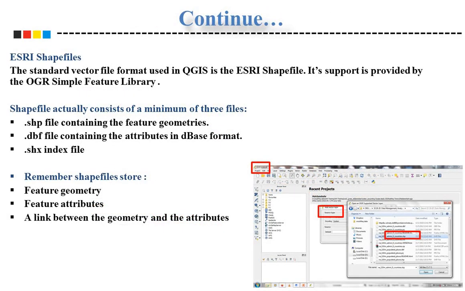So the question is, what are shapefiles? The standard vector file format used in QGIS and GIS is the ESRI Shapefile, which is provided by the OGR Simple Feature Library. We should consider that a shapefile actually consists of a minimum of 3 files: the SHP file, which contains the feature geometry; the DBF file, which contains the attributes in dBase format; and the SHX file, which contains the index information of this file. We should also remember that the shapefile stores feature geometry, feature attributes, and a link between these two.